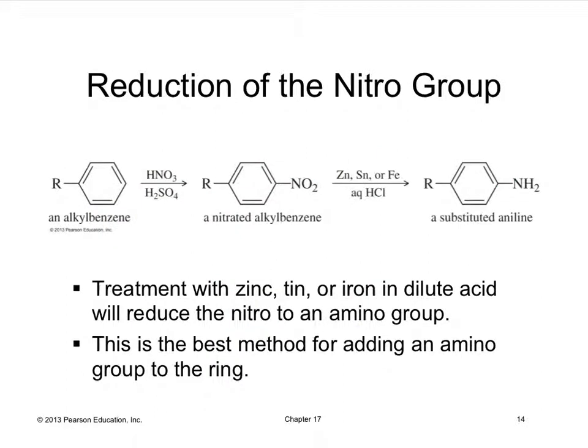You can take that nitrated benzene in the presence of zinc, tin, or iron in dilute acid, HCl. You can reduce that nitro group to NH2. So this is how you would add an NH2 group: through the process of nitration and then a second reduction step over here.